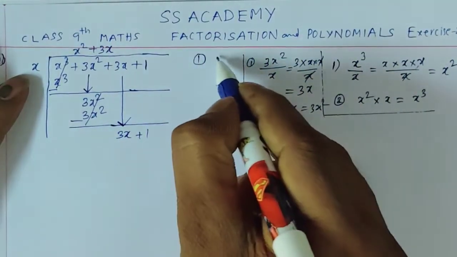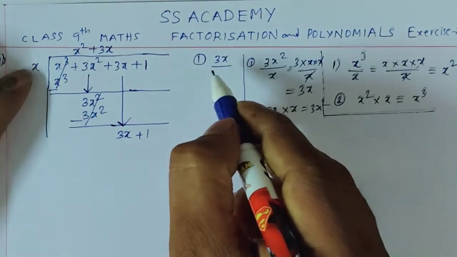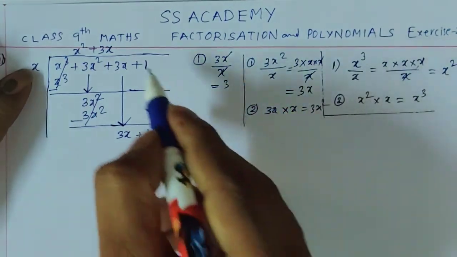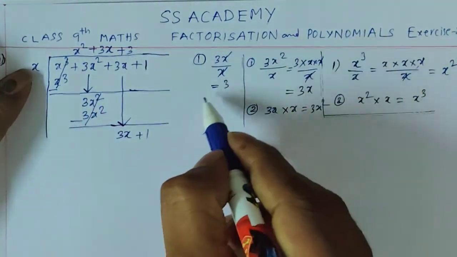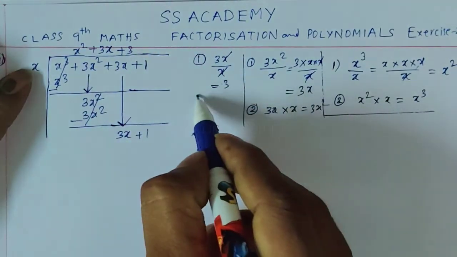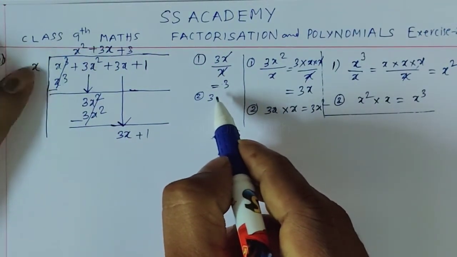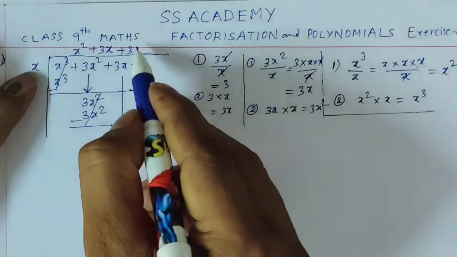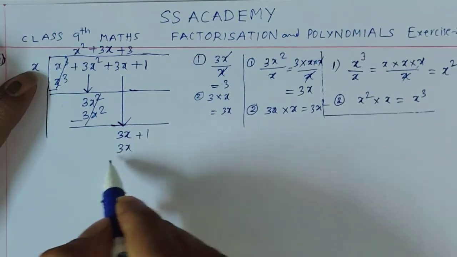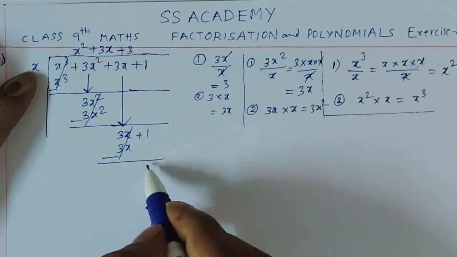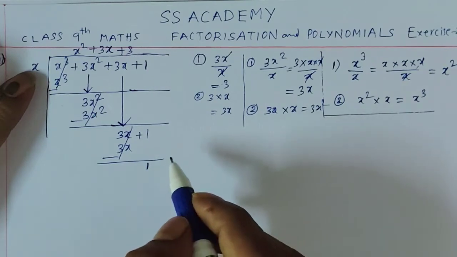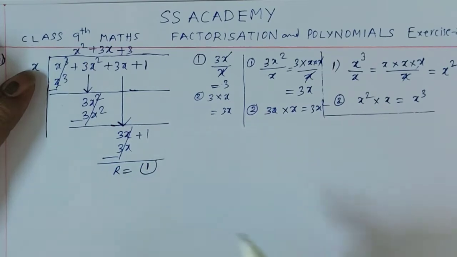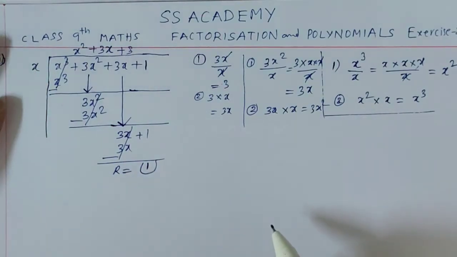Now take the first term in the dividend. The first term in the dividend is 3x, and it should be divided by the divisor. So x gets cancelled, you got 3. Write it in the quotient. Now you need to multiply the divisor with 3. So you got 3x plus 3. Subtracting, 3x gets cancelled, and how much did you get here? You got 1. This 1 is the remainder. So in this way we can solve this kind of problem.